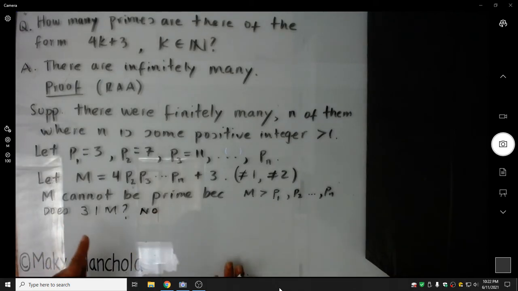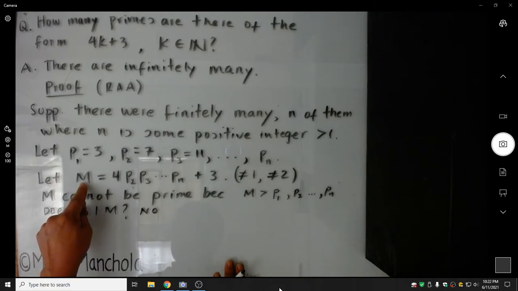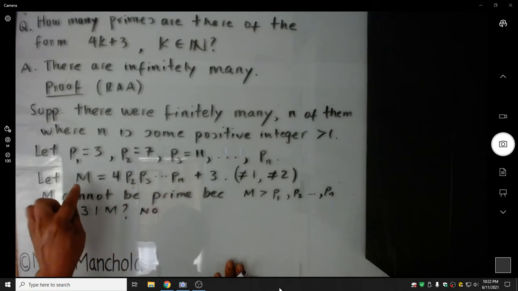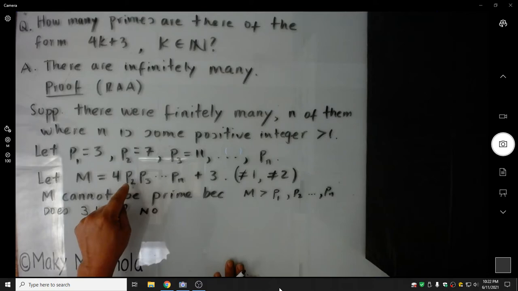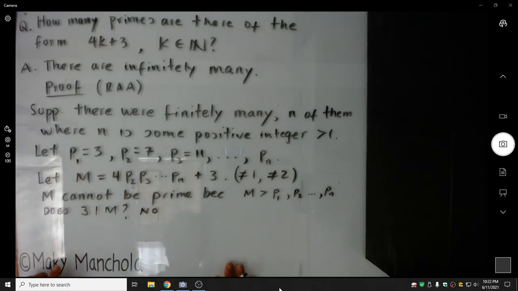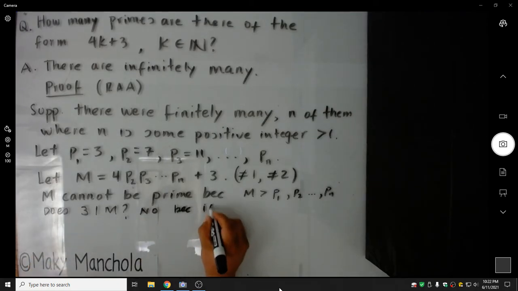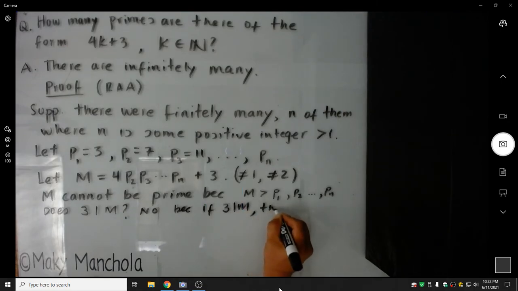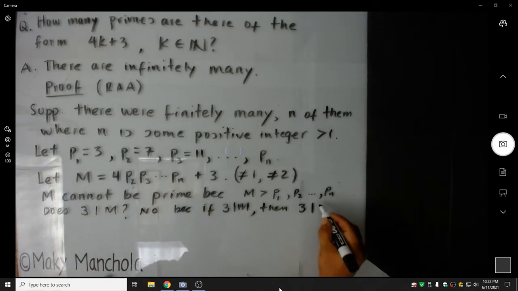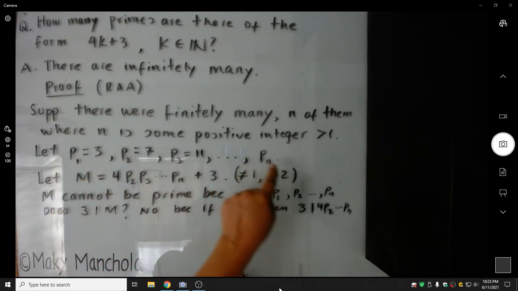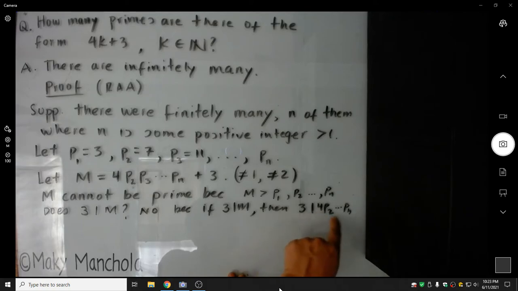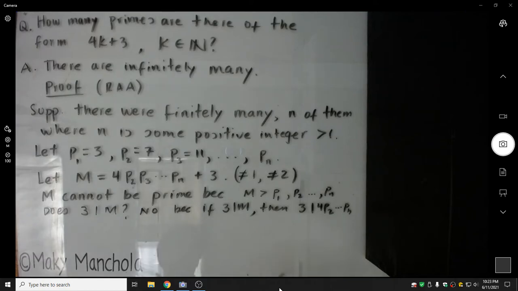It cannot. Because if m were a multiple of 3, and we subtract 3 from it, the answer is still a multiple of 3. But that would imply that 4 times the product, p2 all the way to pn, would have to be a multiple of 3. So no, because if 3 were to divide m, then 3 would have to divide the product 4 p2 all the way up to pn. But this is impossible. Notice that none of these primes is 3 because this is an increasing sequence. So 3 does not divide 4, 3 doesn't divide any of the primes, therefore 3 doesn't divide their product. So, which is impossible.